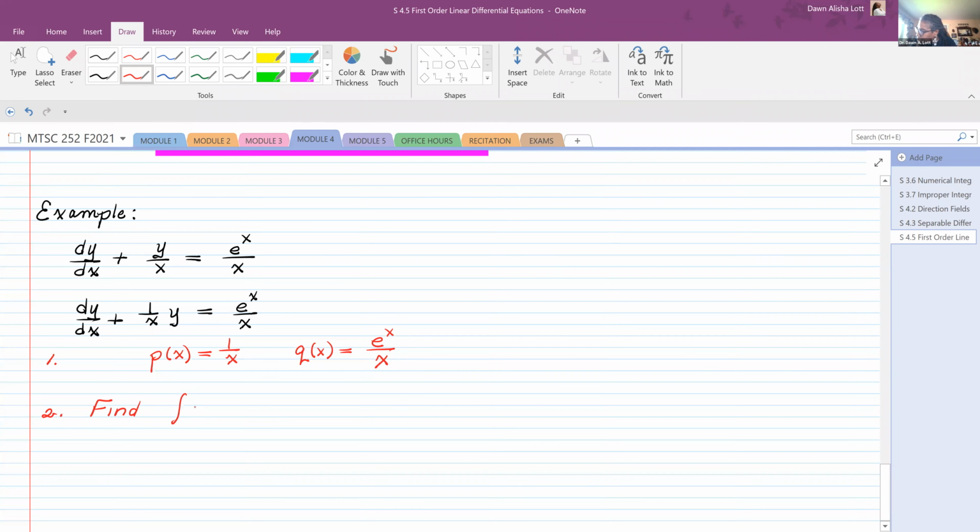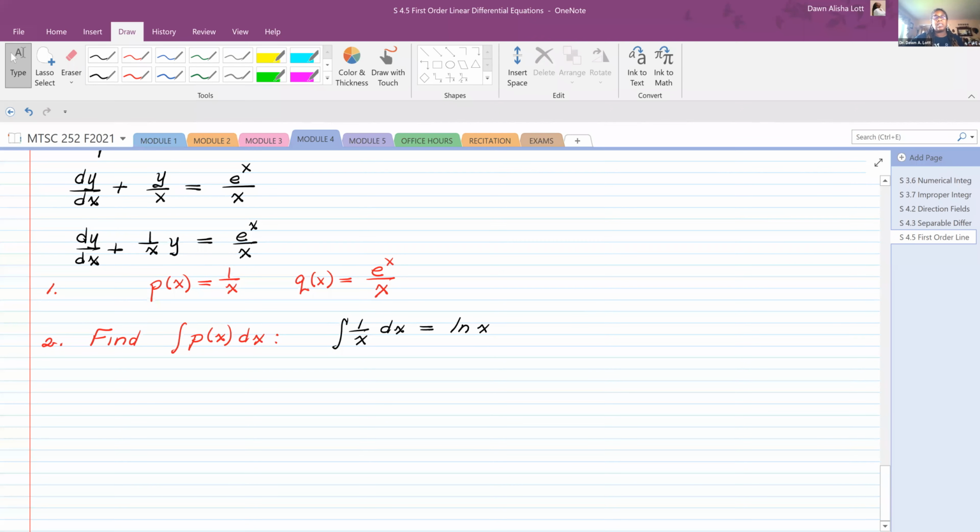the integral of p of x dx. So let's just find this integral. We take the integral of 1 over x dx, what do we get? Logarithm of x. Now, I don't need a plus c, because when I multiply both sides, I'm going to get a constant, so I don't need the constant. So I'm just going to do a basic log of x.